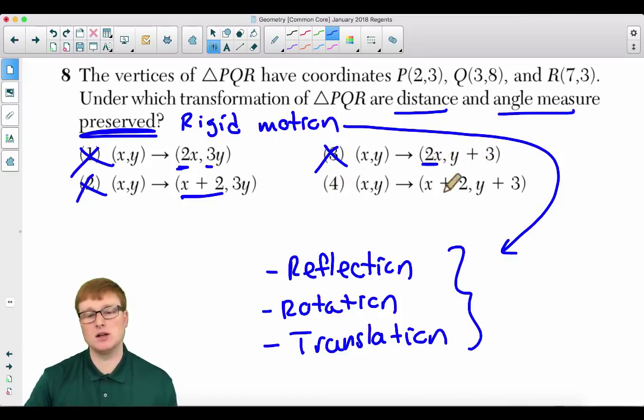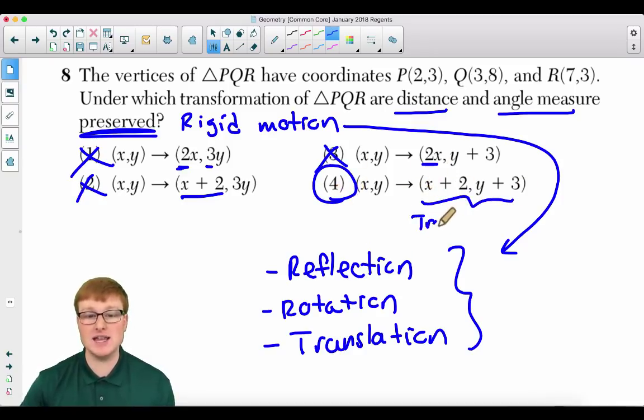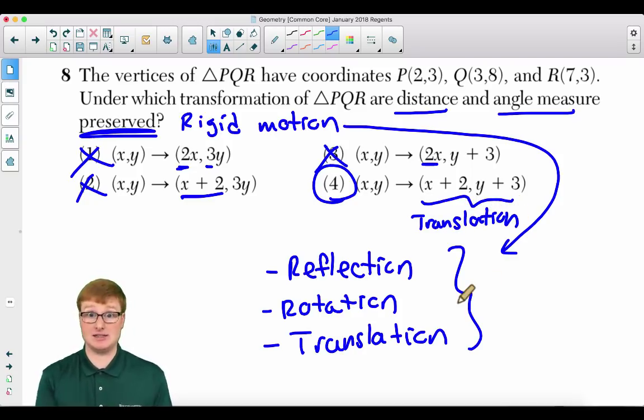Take a look at choice 4. X plus 2 and y plus 3. That's your answer. This shows a translation. And a translation preserves distance and angle measure in this case. This is just showing a translation of an x value to the right by 2 units and then up by 3. That doesn't change anything. So your answer for this one is choice 4.